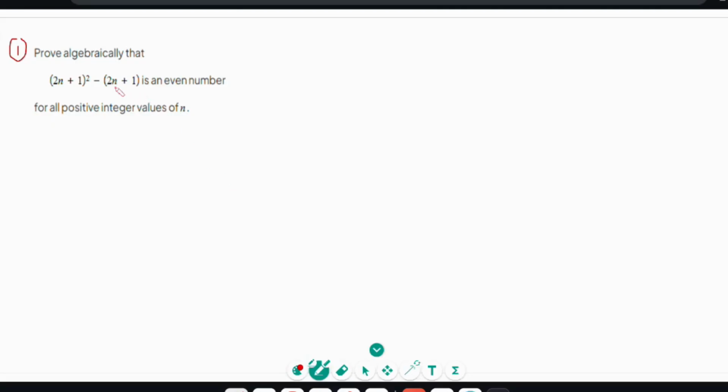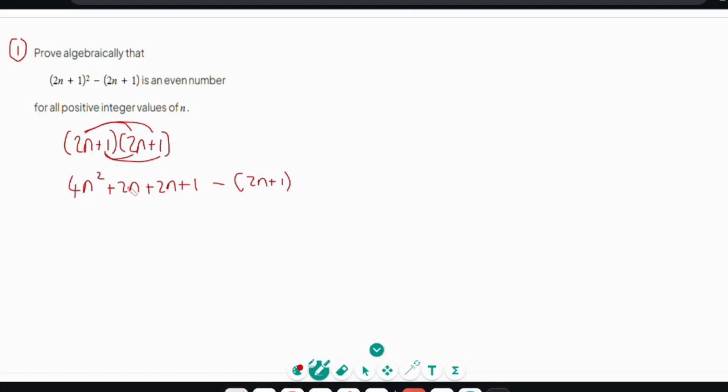Right, you've got to be careful here with this minus. Let's expand our brackets first. (2n plus 1) squared is a double bracket. 2n times 2n, 4n squared. 2n times 1, 2n. 1 times 2n, 2n. 1 times 1, 1. And we're subtracting (2n plus 1).